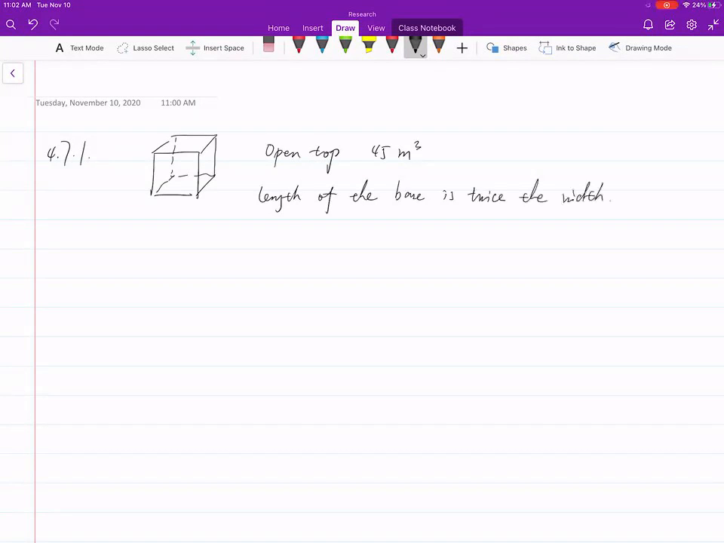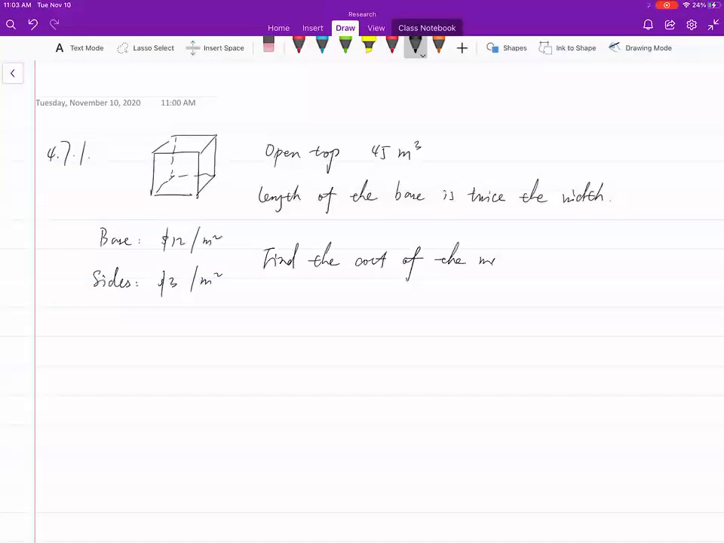Okay. And then you are going to build the container, which means you need to build the base at a price of 12 per square meter. And you want to build the sides with a different material, which is cheaper. Okay. Find the cost of material of the cheapest such container.